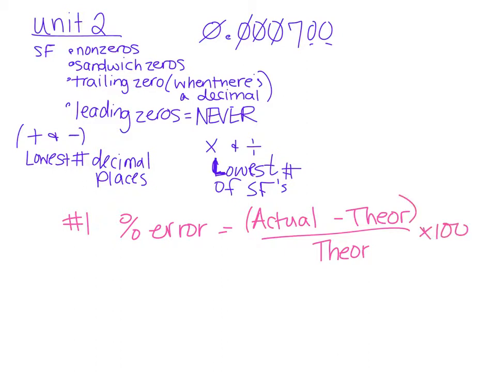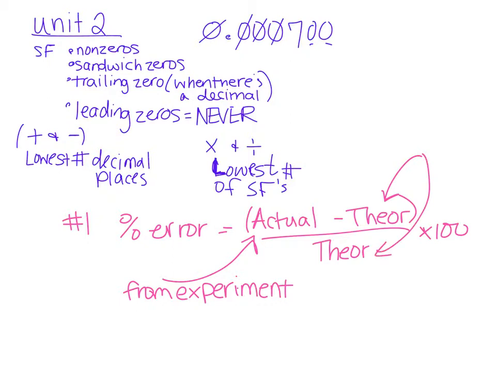Now, when I say those words, sometimes they just go over our heads when we start reading a problem. So, actual means from experiment. So we could also say you measured this much, or you measured this and calculated something. Theoretical is talking about from a book or a calculation, like a formal calculation. But we're just going to put from a book.